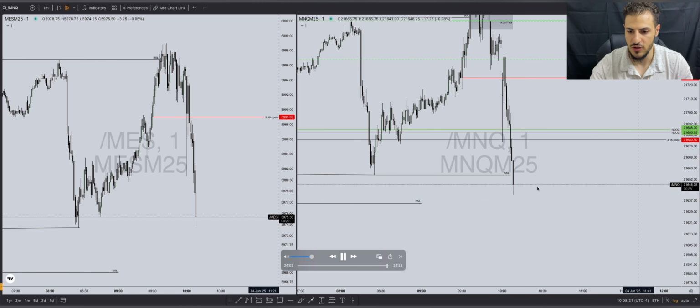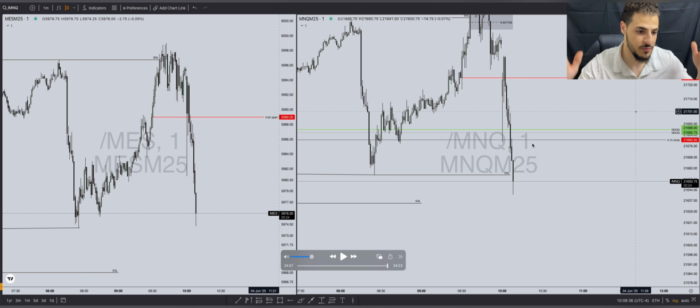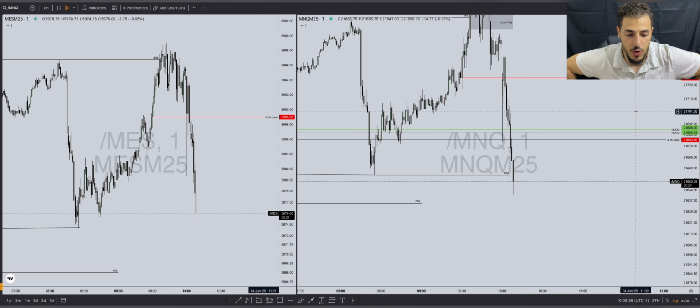So here I'm trying to close fully. It doesn't close, so I just close manually, and I'm very glad that I did so. So yeah, that's going to be it. Nice trade. Hope you guys found this insightful.